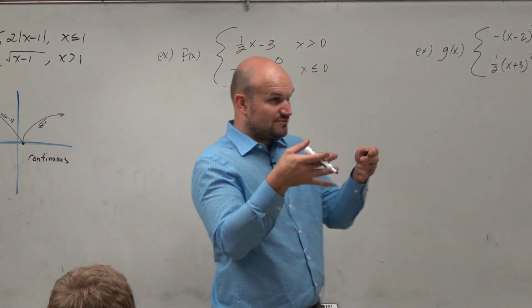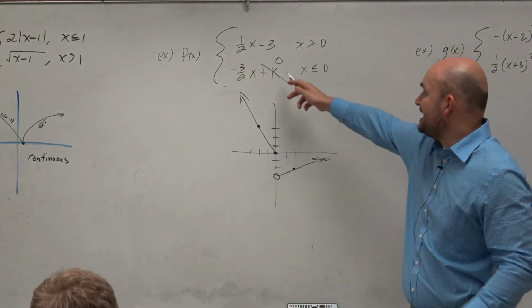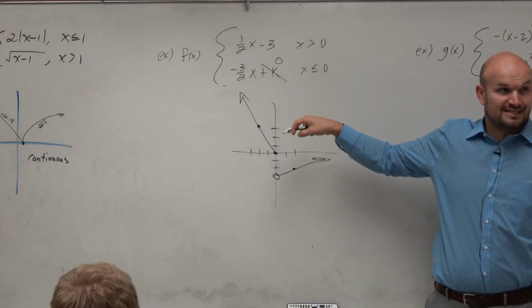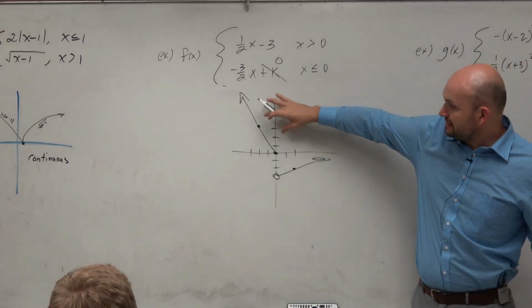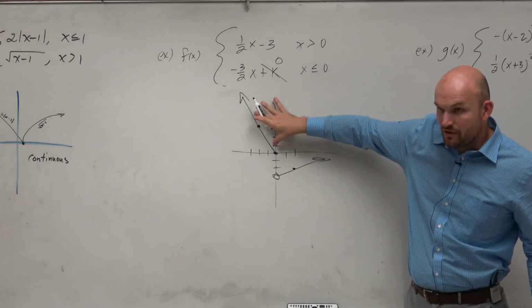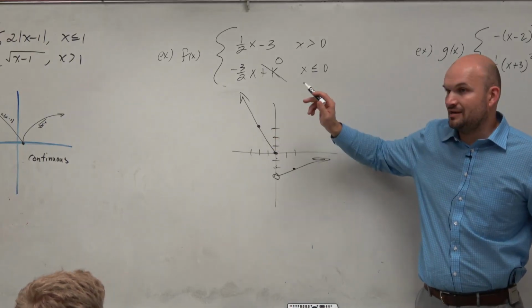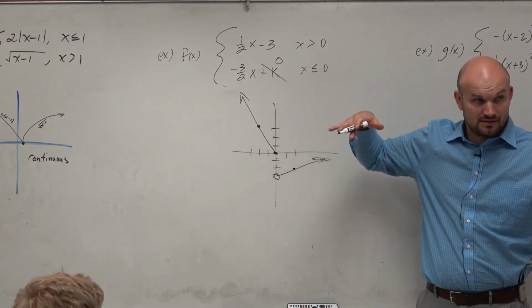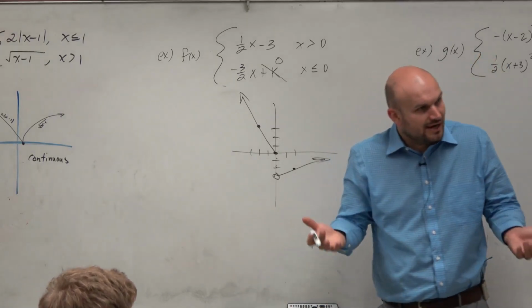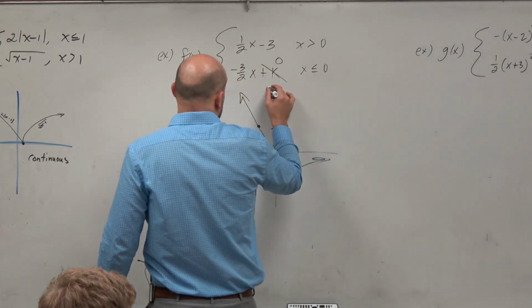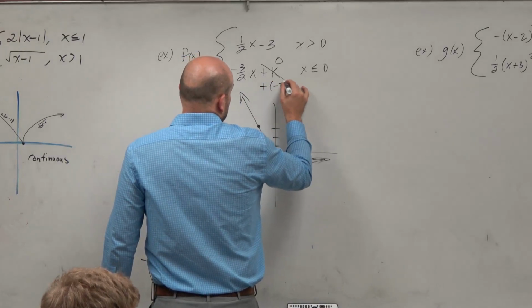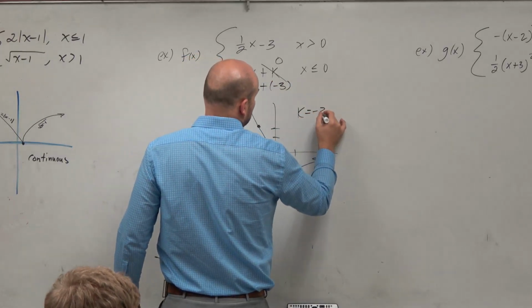So if you look at these, right now, if k is 0, the function is not continuous, right? So I basically need to move this function down 1, 2, 3 units. So then what value of k would make that shift down 3 units? -3, because that's just the y-intercept, right? So k equals -3.